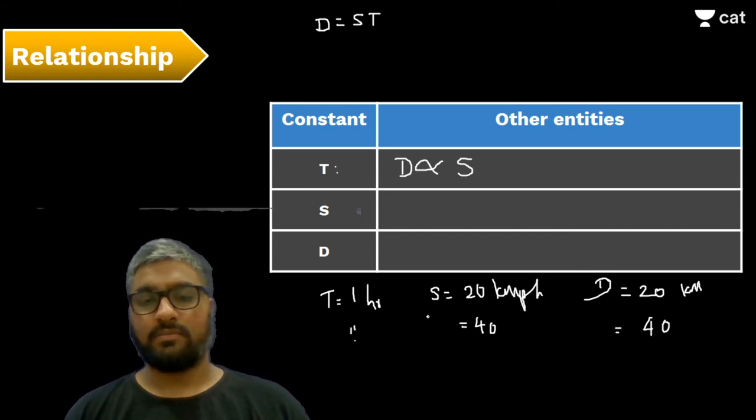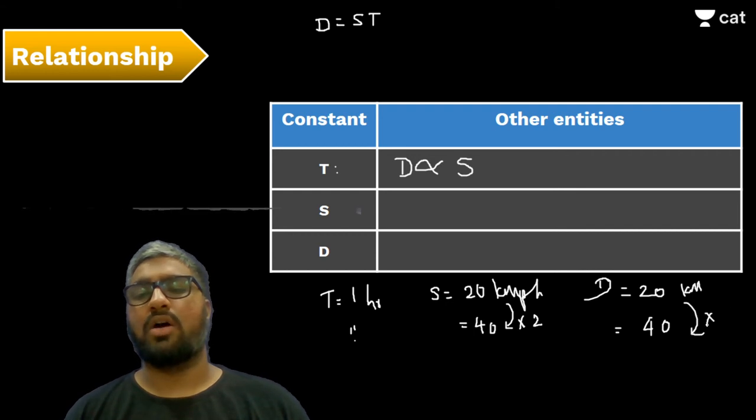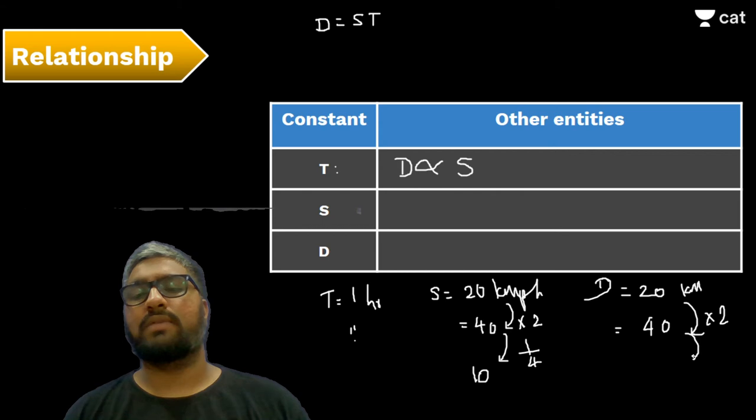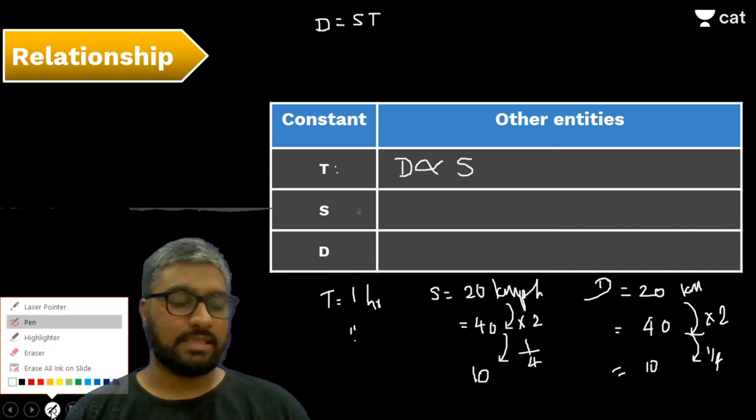When time is constant, speed and distance are directly proportional, which means if this goes double, this also goes double. Got it? Or if this goes a quarter, divided by 4, let's say if I travel at 10 kilometers per hour, then this will also go a quarter, which means I'll travel 10 kilometers. Do you understand? So when time is constant, distance and speed are directly proportional. That's the idea here.